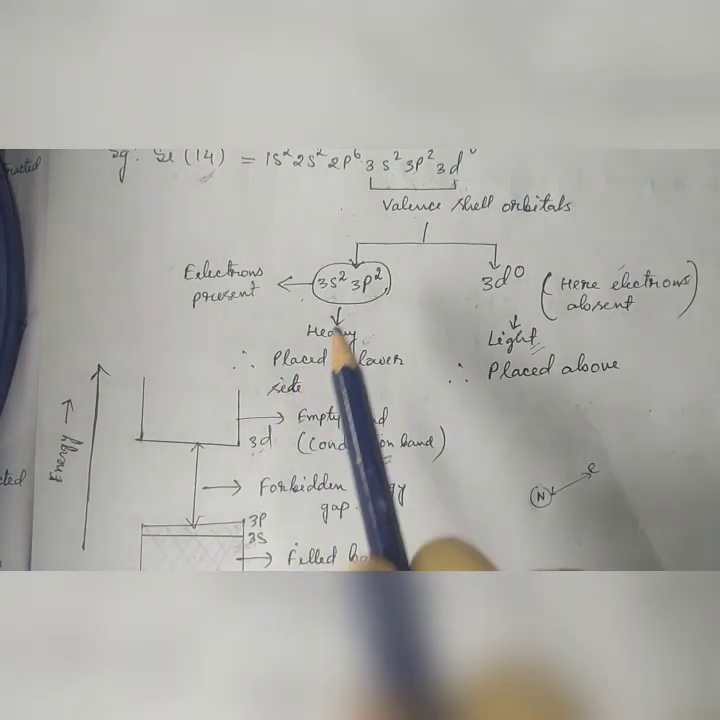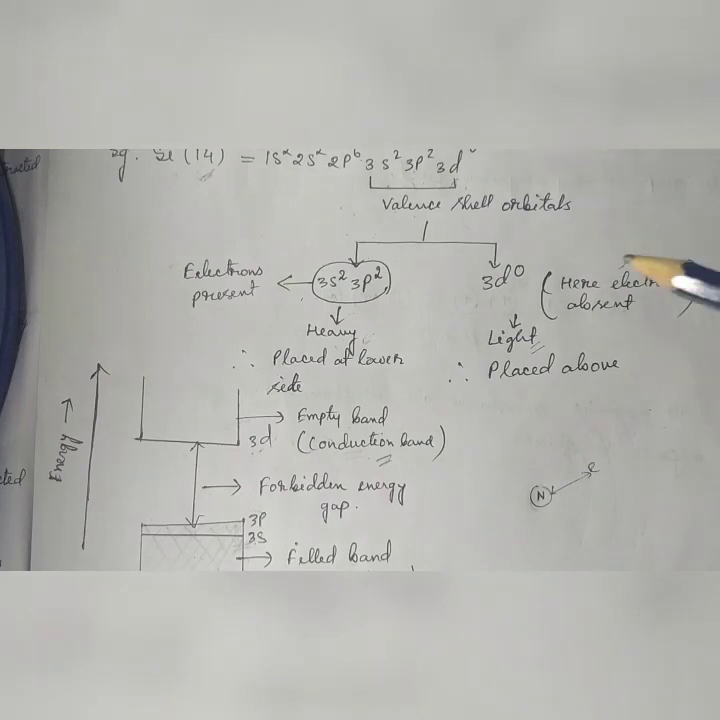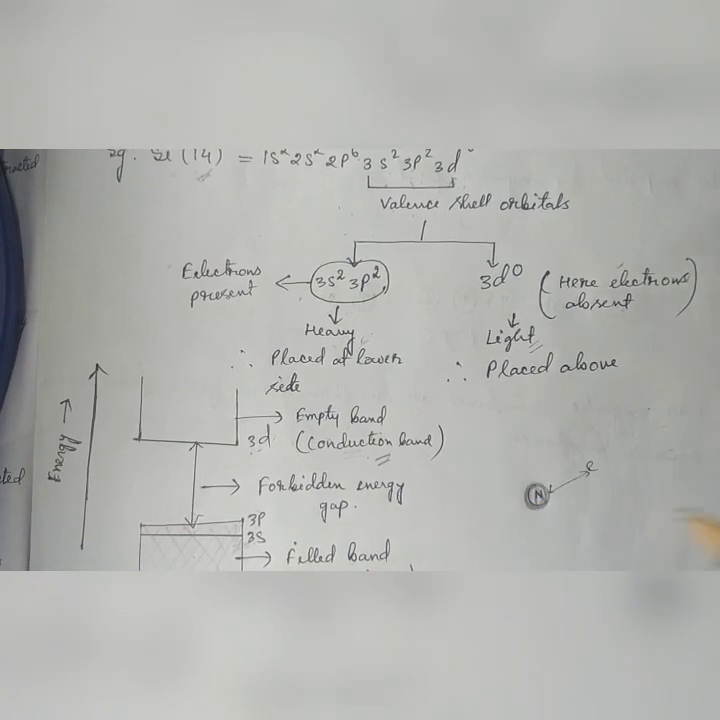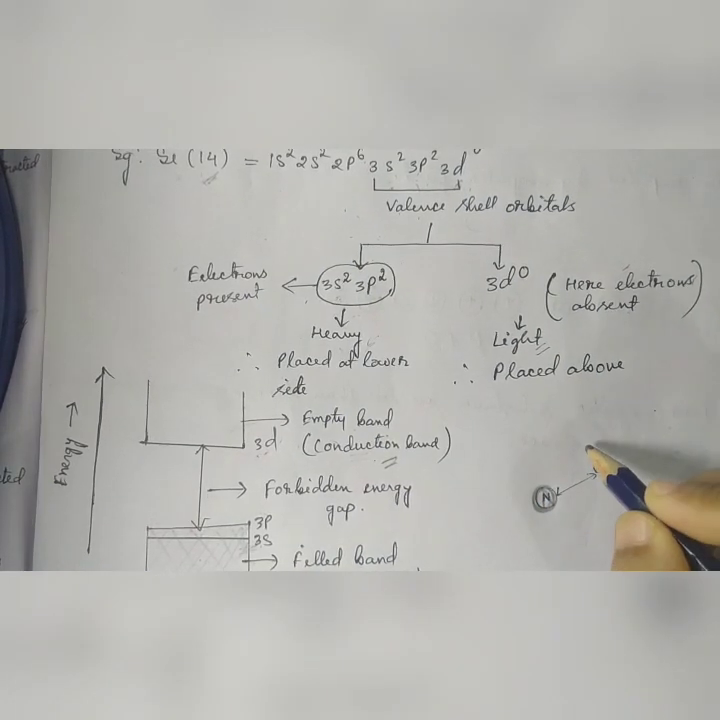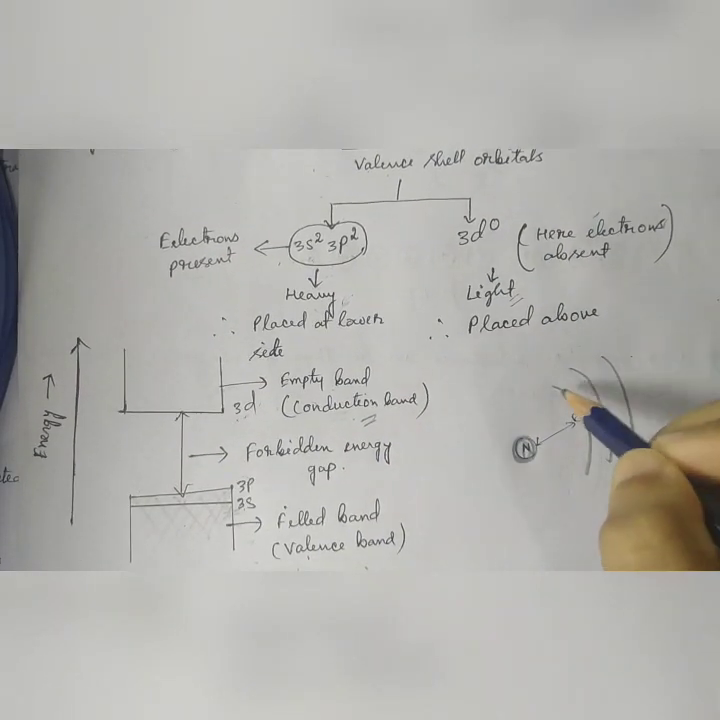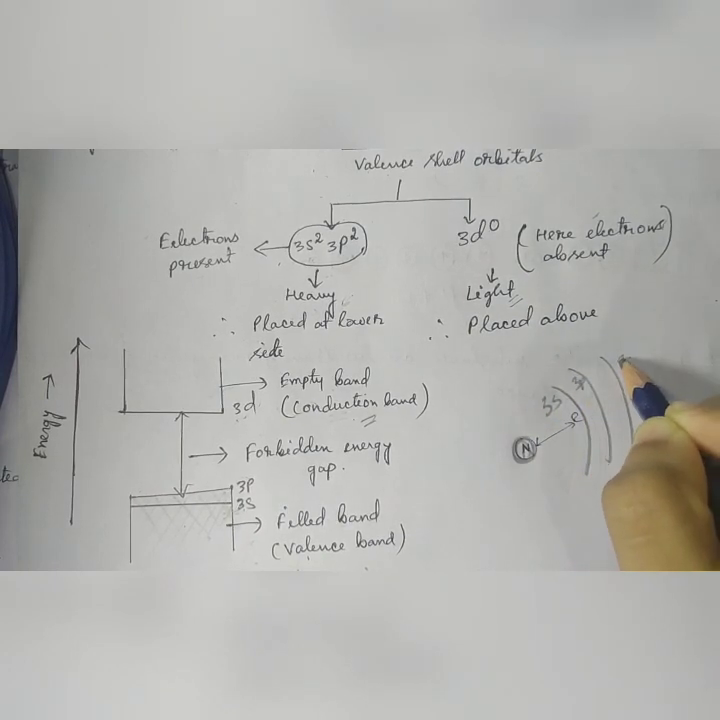electrons. Yes, so because of having electrons, these orbitals are heavy, and because this orbital is empty, therefore this orbital is light. Since these orbitals are heavy, that's why they are placed at the lower side, and since they are light, they are placed at upper side or placed above. Now let us take this as the nucleus, and we know that electrons revolve around the nucleus. So this band is for 3s, this is for 3p, and this is 3d.